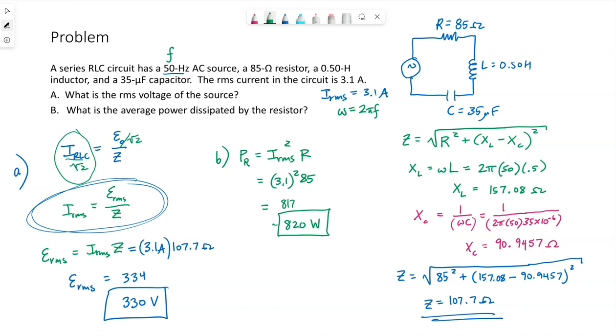So hopefully going through these different example problems is helping you to see how to put these equations together. We do have one more concept we're going to talk about as well.